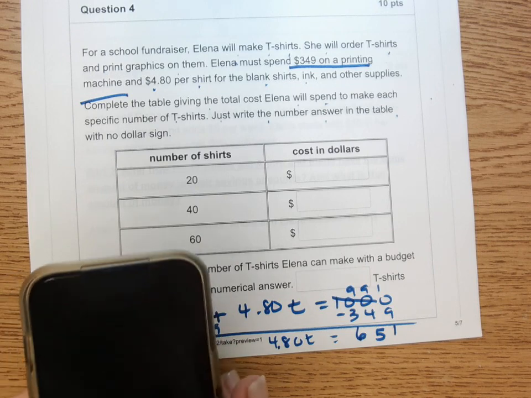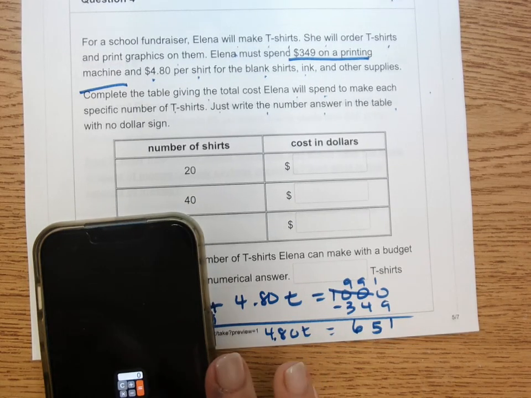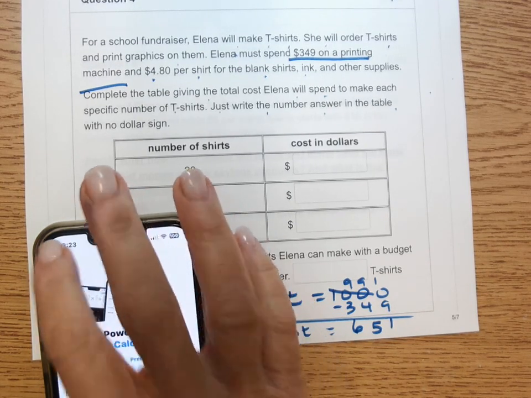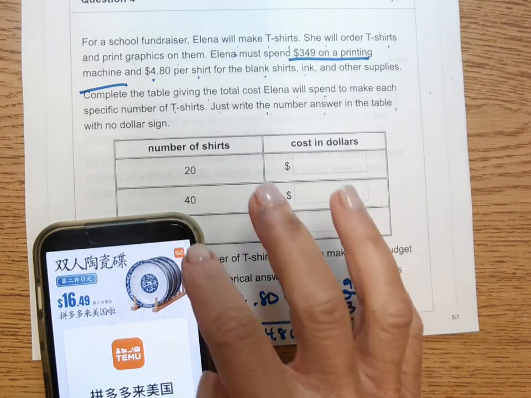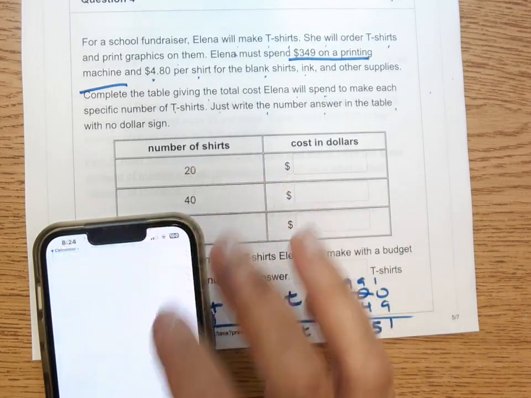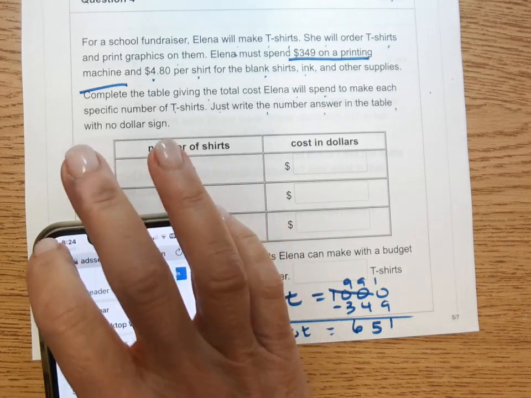So I've got... come on calculator. Oh my goodness. Sorry.